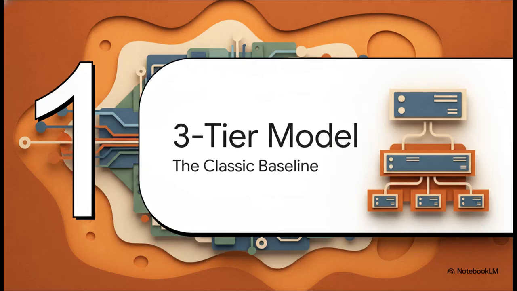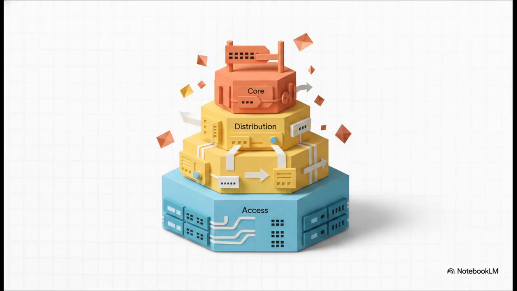Part 1. The three-tier hierarchical model, the classic baseline. Now, to really get this model, you've got to understand its core purpose. We're essentially constructing a three-layered networking cake here. This design intentionally separates critical network functions into three distinct physical layers of hardware. Why? Well, to hit three highly specific engineering goals: scalability, modularity, and predictability. You see, by dedicating specific hardware to very specific tasks, the whole network becomes highly organized and incredibly reliable.